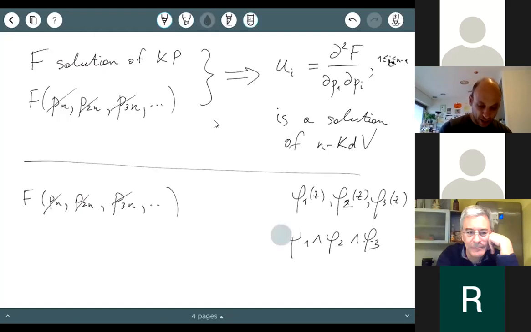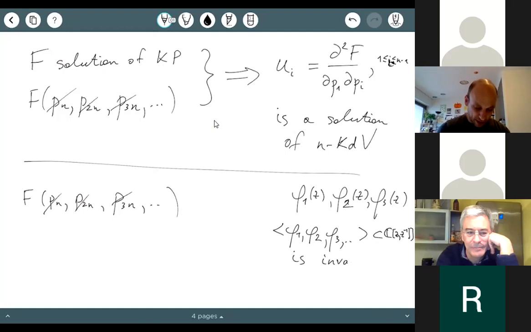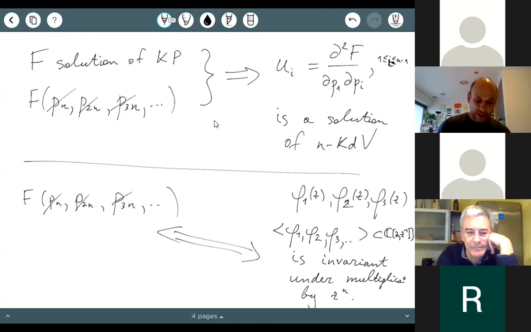So the condition is that the span of these power series, phi1, phi2, phi3 and so on, in the space of Laurent series, is invariant under multiplication by z to the n. So you take phi1, phi2, phi3 to get a solution of KP. If you want a solution of NKdV, you take them in such a way that their span is invariant. So if you multiply any phi i by z to the power n, you get a linear combination of the phi i's.